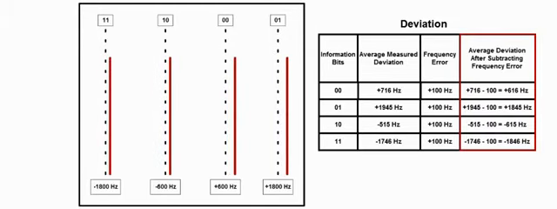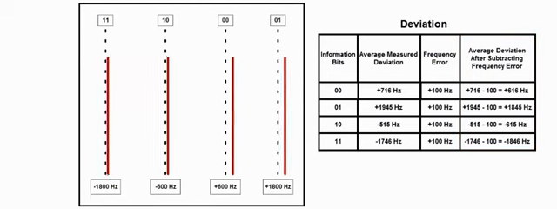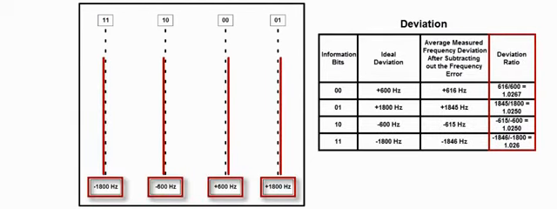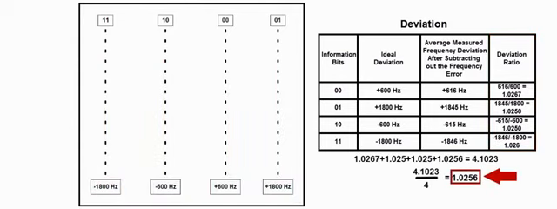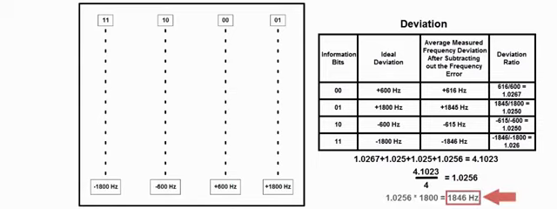Before starting the calculation, the frequency error is removed from the average measured deviation values that were used to determine the frequency error. After the frequency error is removed from the deviation measurements, each symbol's deviation is divided by the ideal deviation to produce a deviation ratio for each symbol. Next, the average deviation ratio is calculated for all four symbols. Before the value is displayed, the ratio is multiplied by 1800.